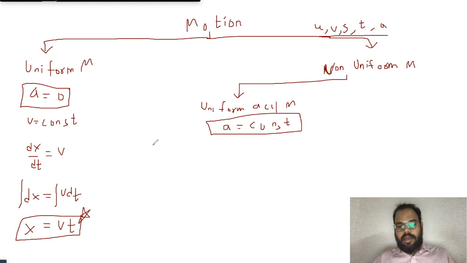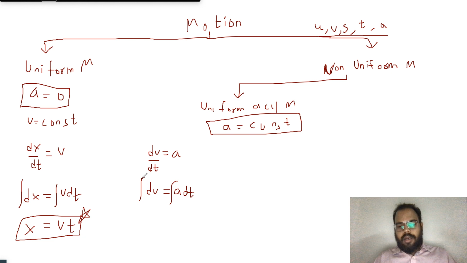So if acceleration is constant, I can write acceleration as dv by dt. So I'll write dv by dt is equal to a. I'll take dt to this side, so I'm left with dv is equal to a dt. Then I'll integrate on both sides, integral dv.